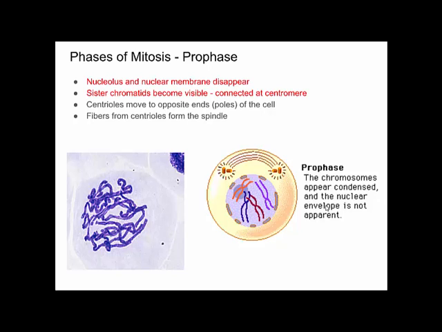The chromatids start to become visible. We start to see them inside of the nucleus in the form of these X's. The centrioles start moving to different poles of the cell, to different sides of the cell. And stretching between them starts to form this thing we call the spindle, these fibers that help separate the chromosomes.